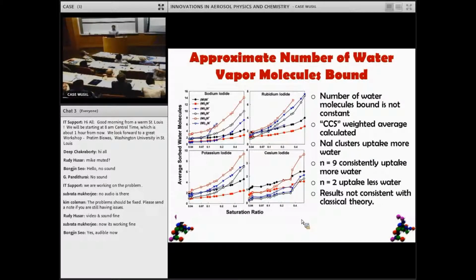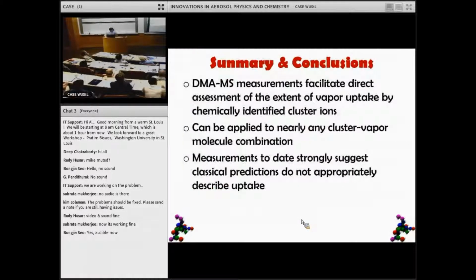And so we need to treat each cluster as its own special little entity that behaves differently than things smaller than it, larger than it, or with different chemical composition. But we can do this. We can actually probe this chemistry. So I have some summary and conclusions, and then some perspective on future prospects along this.